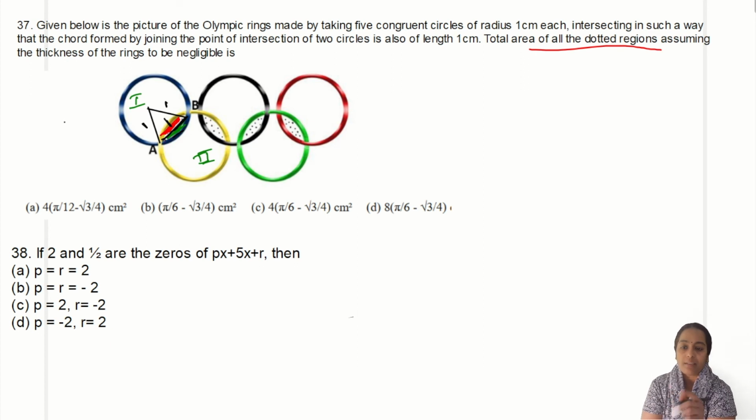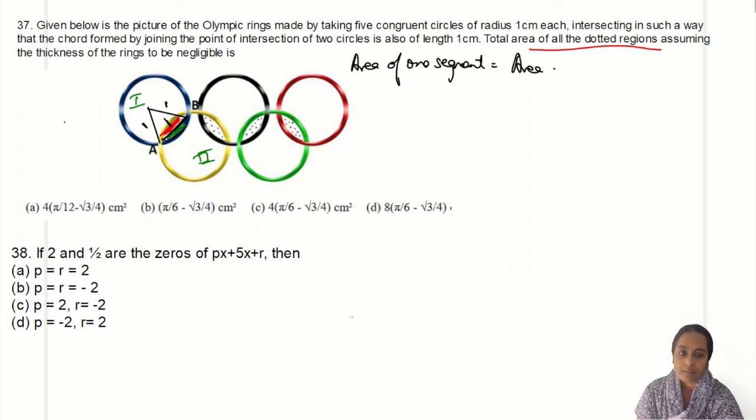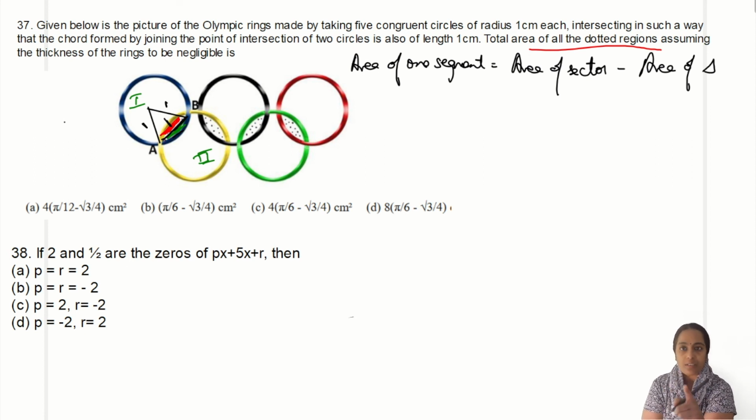So the area of the segment, there are 8 segments in total. Area of one segment is going to be equal to area of the sector minus the area of the triangle. So area of one segment is area of the sector minus area of the triangle. This triangle, I just told you, has all sides equal, so it's an equilateral triangle. And for the area of the sector, what will be the theta there? Theta is going to be 60 degrees.